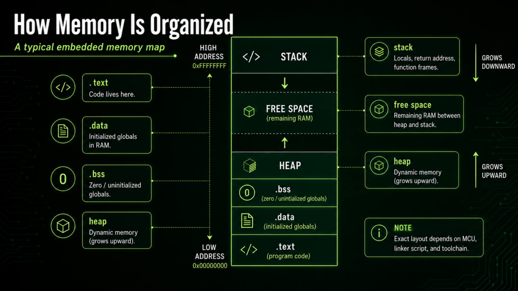At the top, we have the stack. The stack is used for function calls and local variables, and it usually grows downward. Between the heap and the stack, there is free space. This free space is extremely important. If the heap grows too much, or if the stack grows too much, they can move toward each other. If the stack and heap collide, the firmware can behave unpredictably. It may crash, corrupt variables, or fail in a way that is very difficult to debug. That is why embedded developers always need to understand the memory layout, not only the code logic.